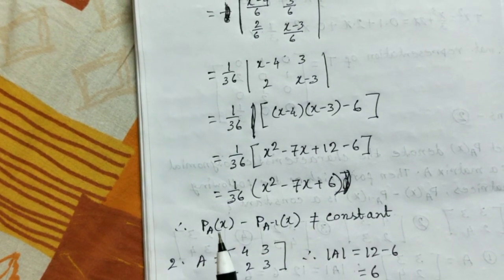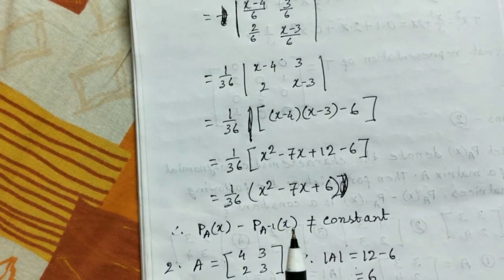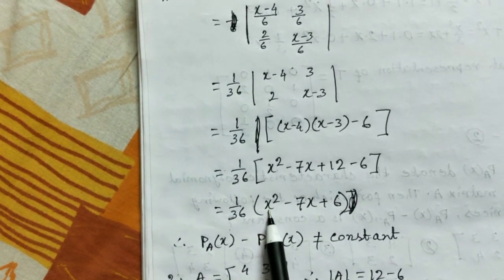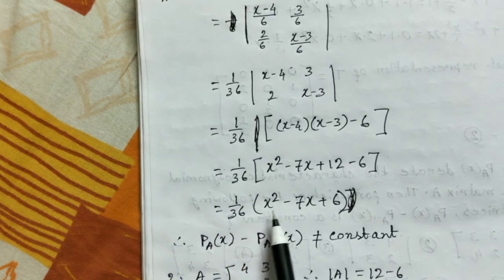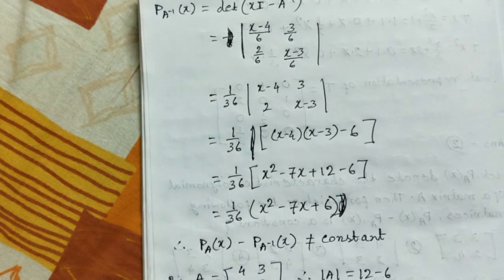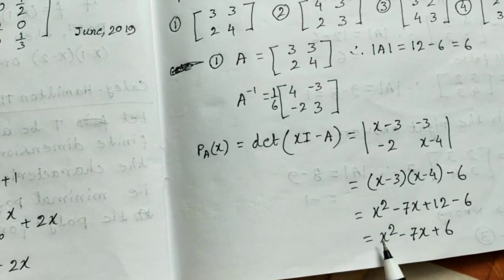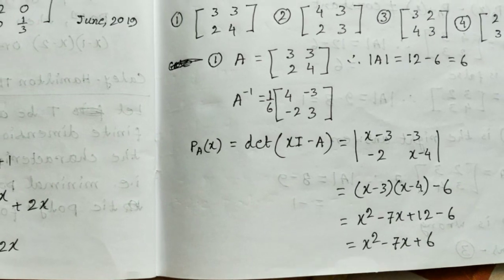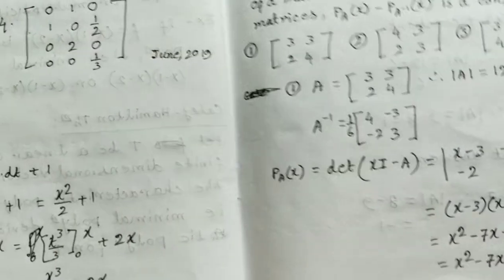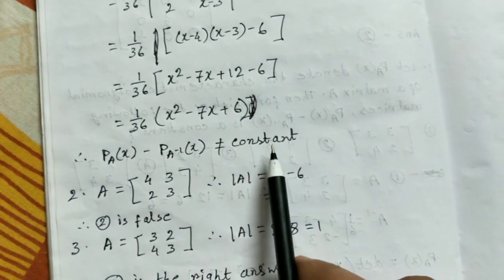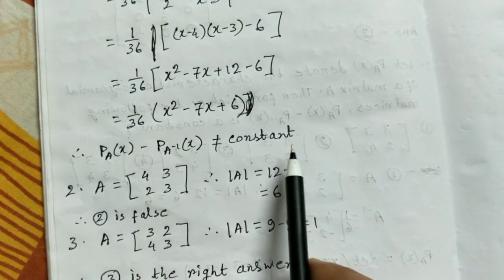Now clearly P of x minus P of A inverse x is not a constant, because here the coefficient of x square is 1 by 36 and the coefficient of x is minus 7 by 36, and in P of x, the coefficient of x square is 1 and the coefficient of x is minus 7. So both are different. So P of x minus P of A inverse x is not constant, it contains the value of x.